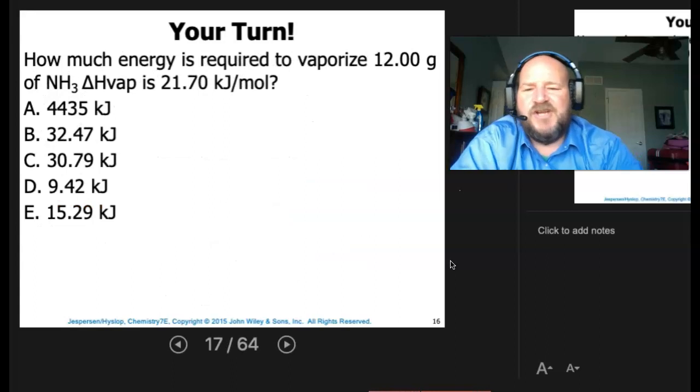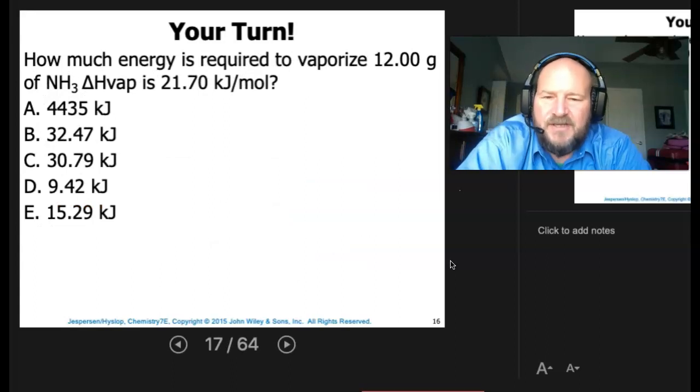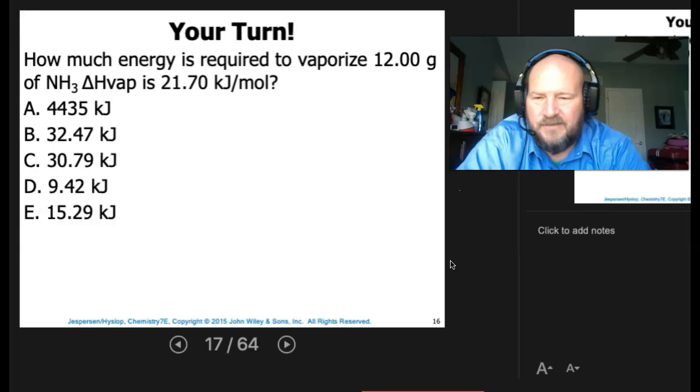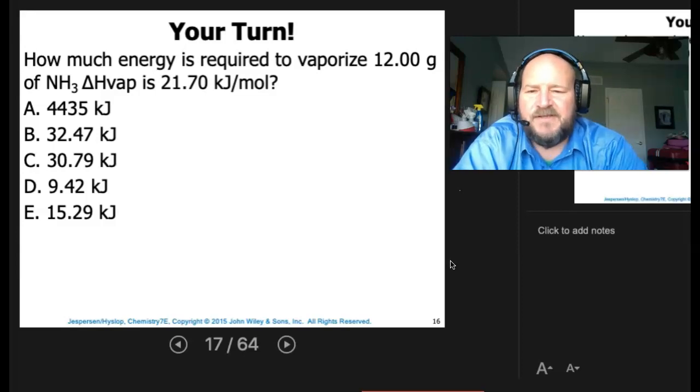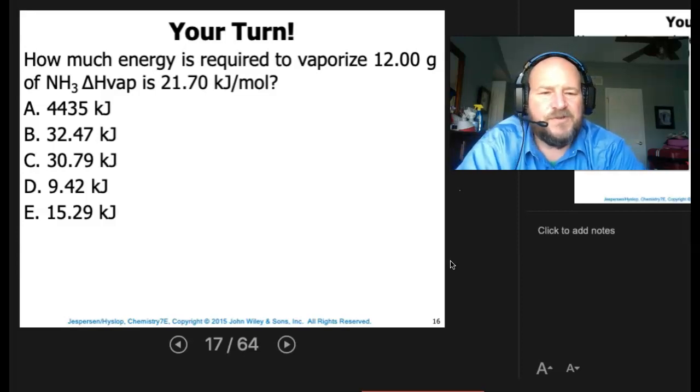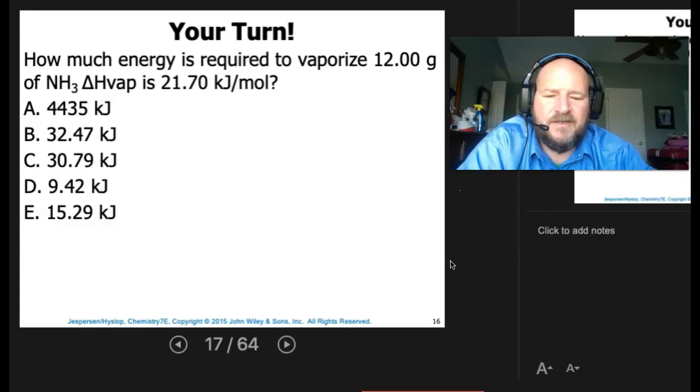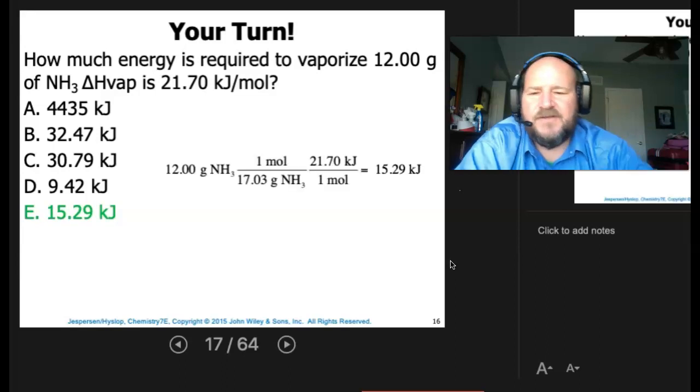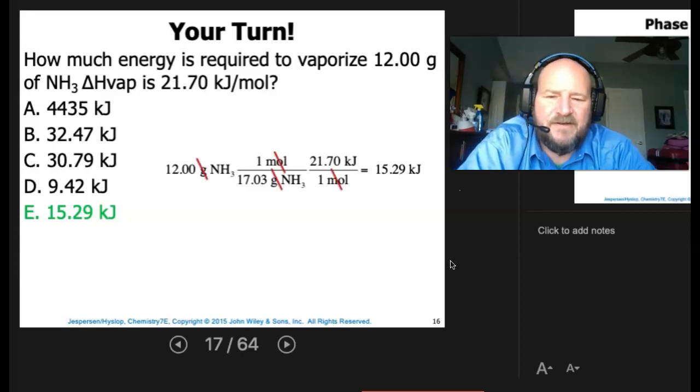All right, how much energy is required to vaporize 12 grams of ammonia if delta H of vap is 21.7 kilojoules per mole? So hopefully you can pause here, turn it back on, and you've come up with 15.29. And this was straightforward, right? You took 12 grams, got the molar mass from the periodic table, converted that to moles, then you're told 21.7 kilojoules per mole, cancel out the moles, and you get 15.29 kilojoules.